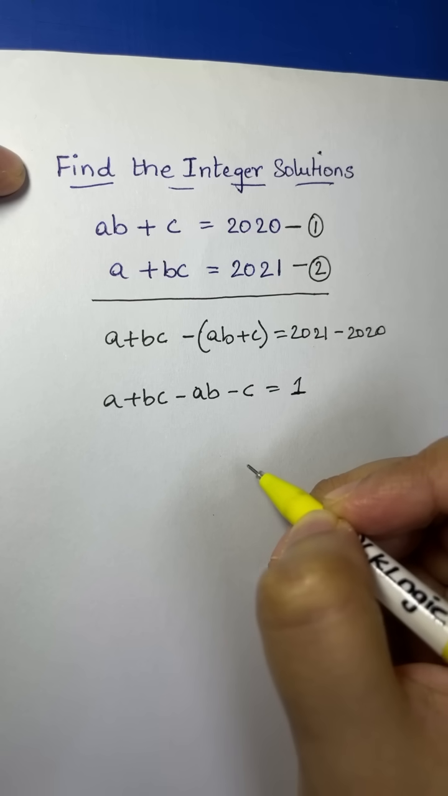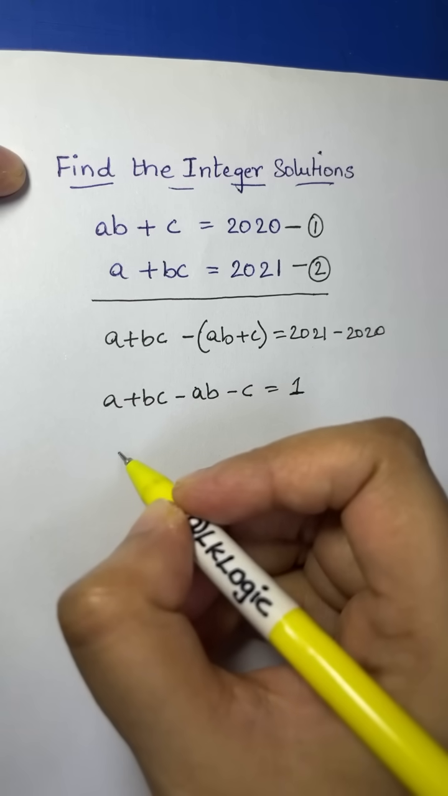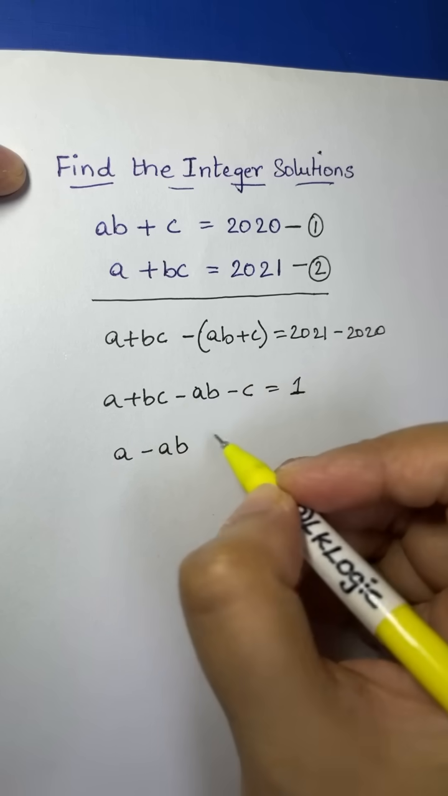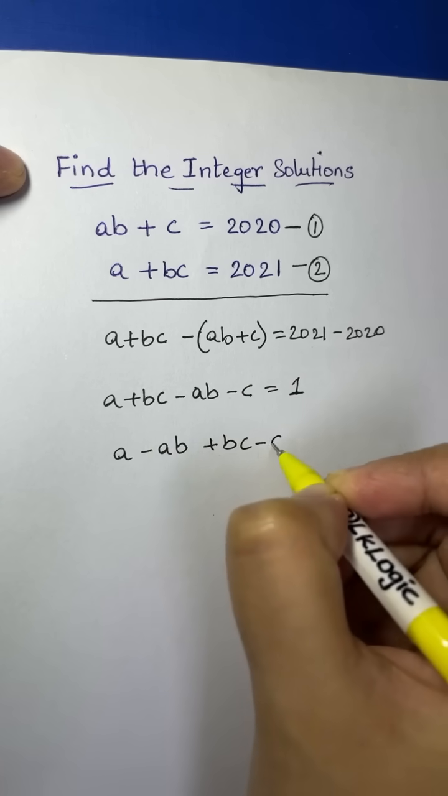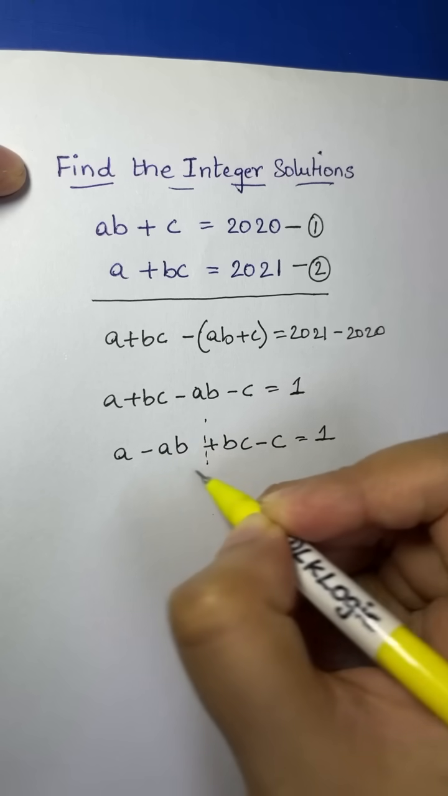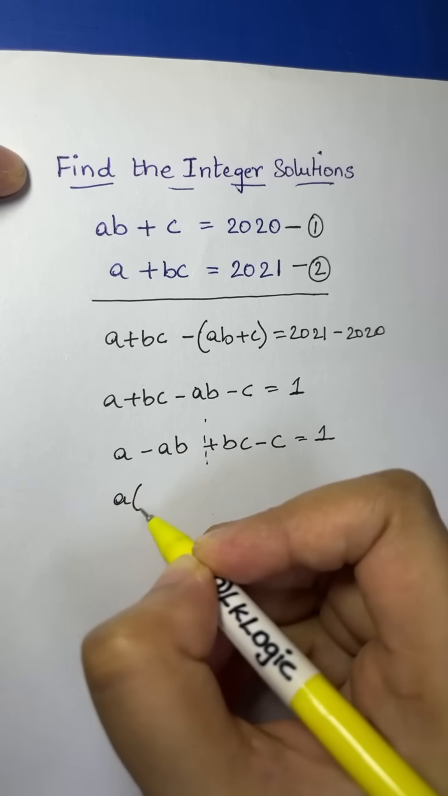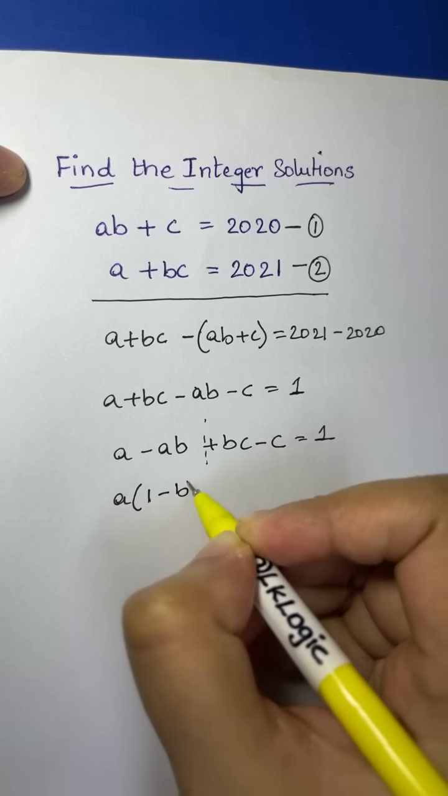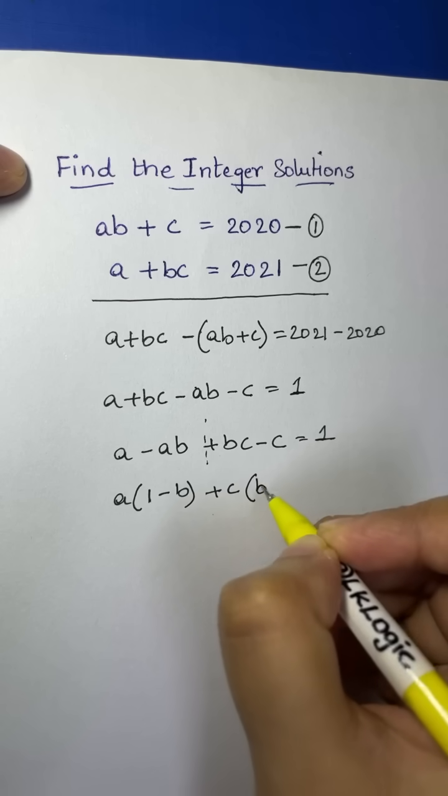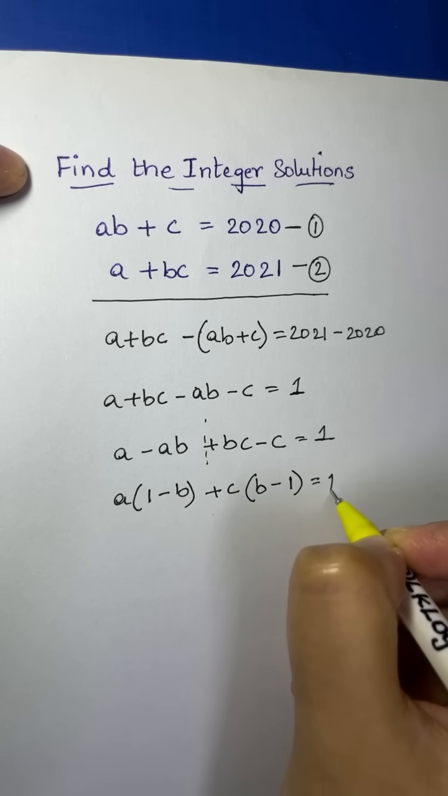Alright, now what do we have? Can we take out anything common from this? So let's bring the terms to one side. A minus AB, I can see A common in this, plus BC minus C, I can see C common in this. So let me split up the terms. Now I can take out the greatest common factor. A is common, so left is 1 minus B, and here C is common, so C into B minus 1 equals 1.